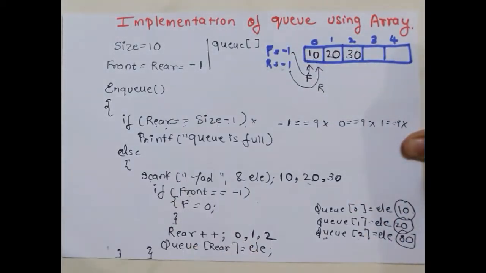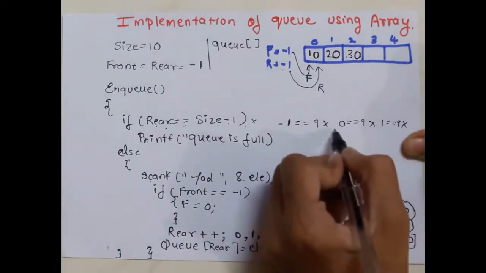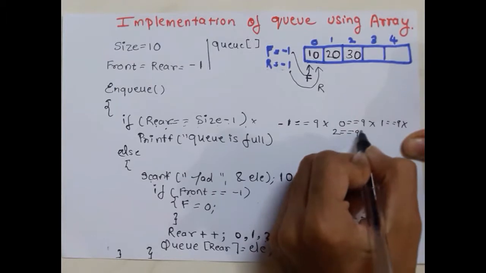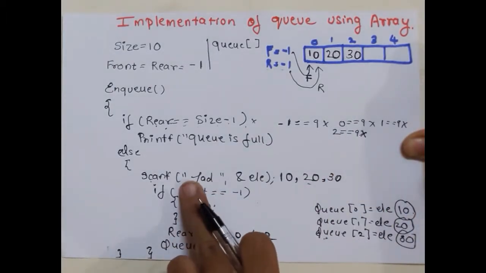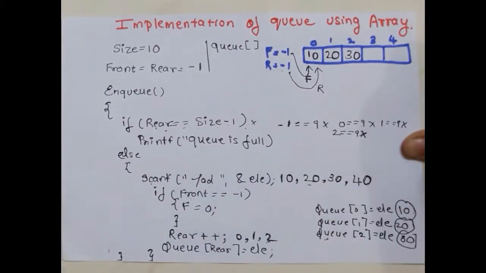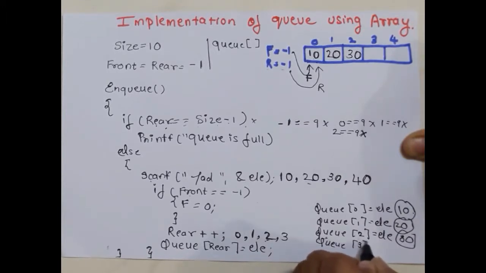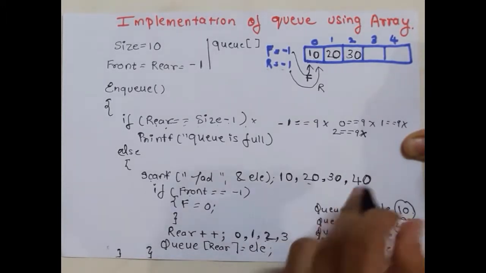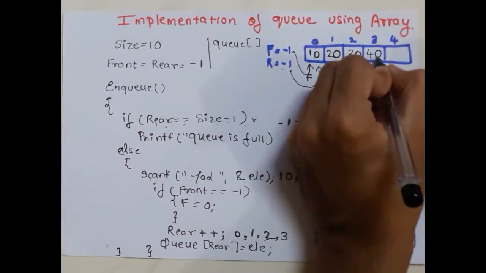Now again we will see for the next iteration. Now the value of rear is 2. So 2 equals 9? No. Condition not satisfied. So again we will enter into the else part. Again we will read another element, that is 40. Again rear will be incremented to 3 and q of 3 equals element. So element is 40, right? So 40 will be inserted here.